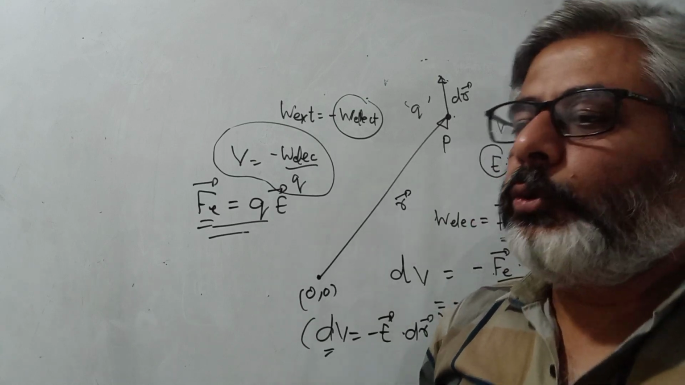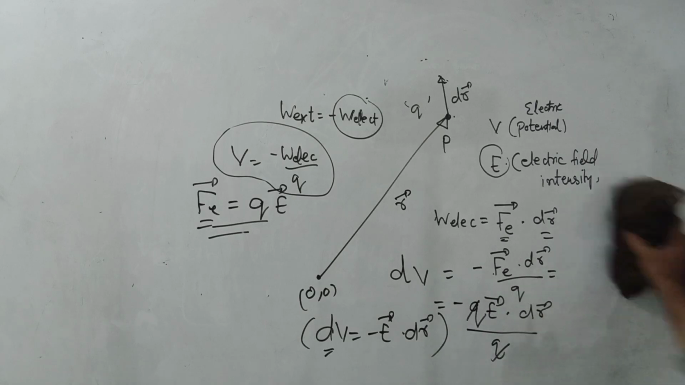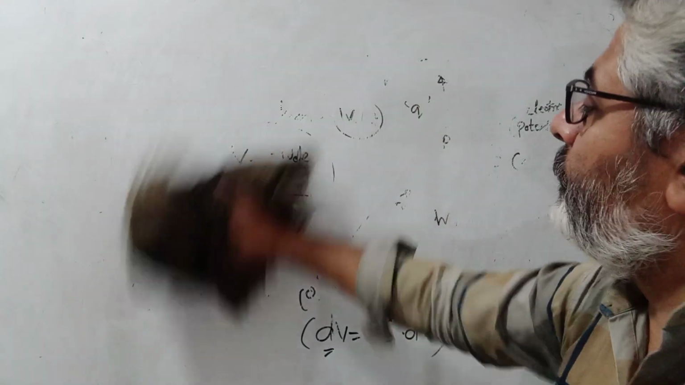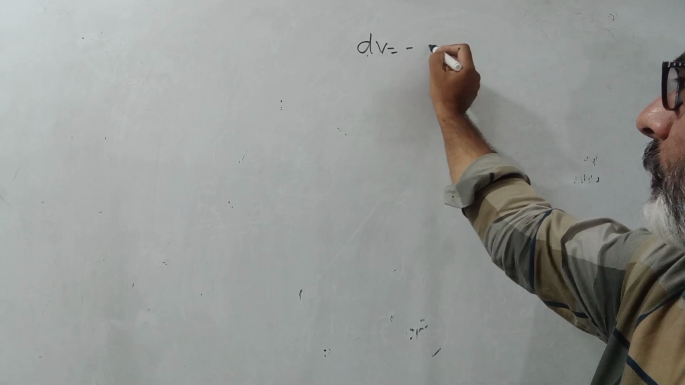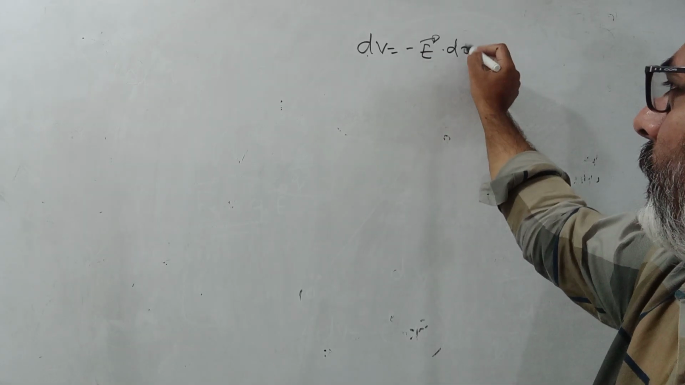Now I will explain it to you what it means, so we can apply it in problems when we are solving. So you can again of course rewind and see if you are confused about anything. So I am again rewriting what I wrote just now, dV equals to minus E dot dr.